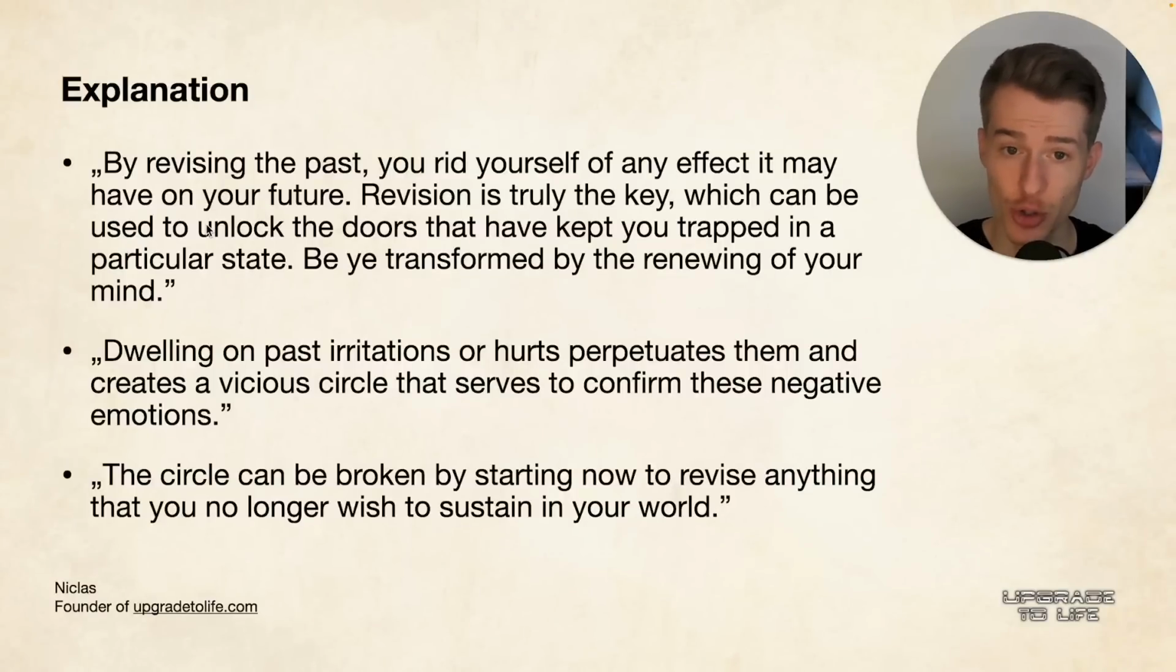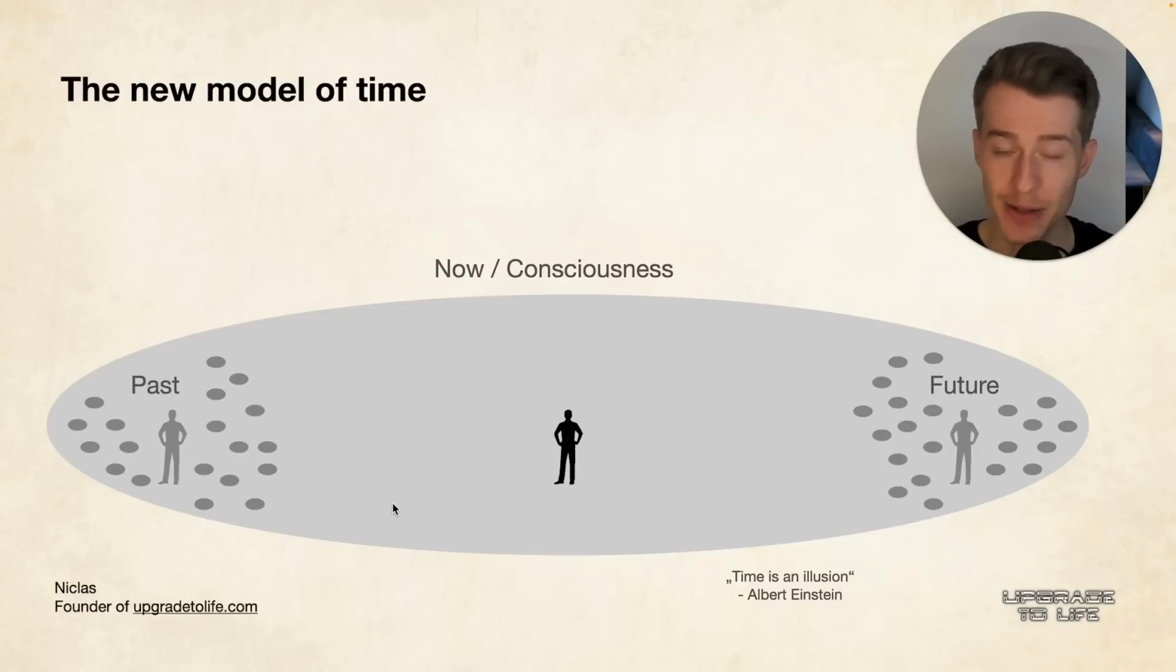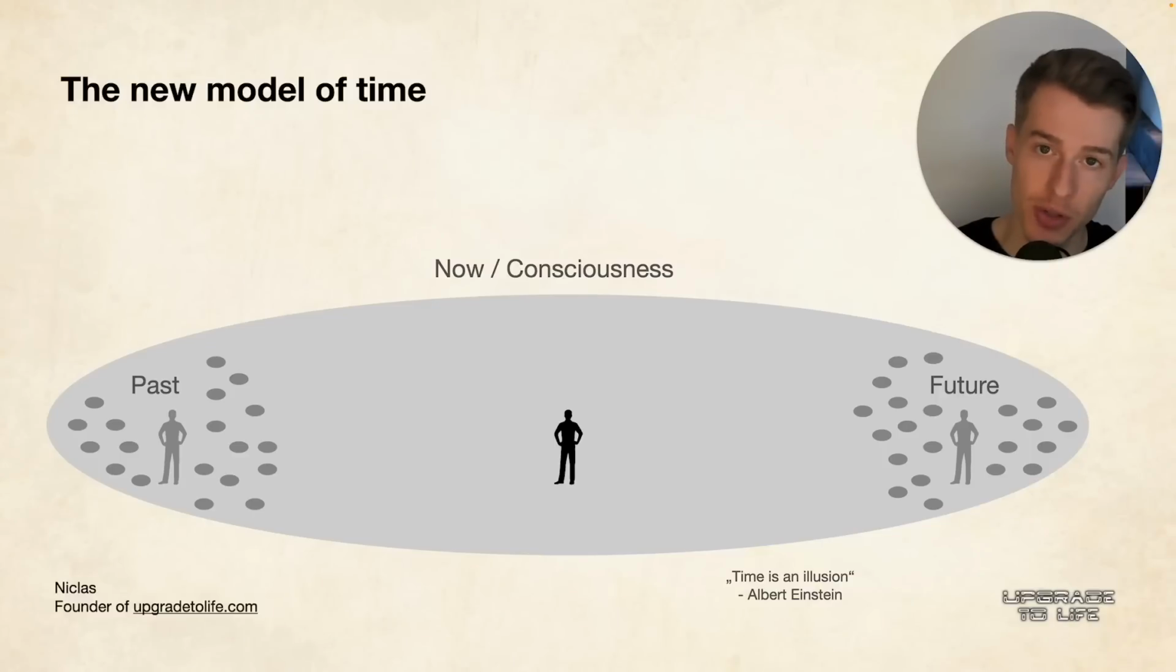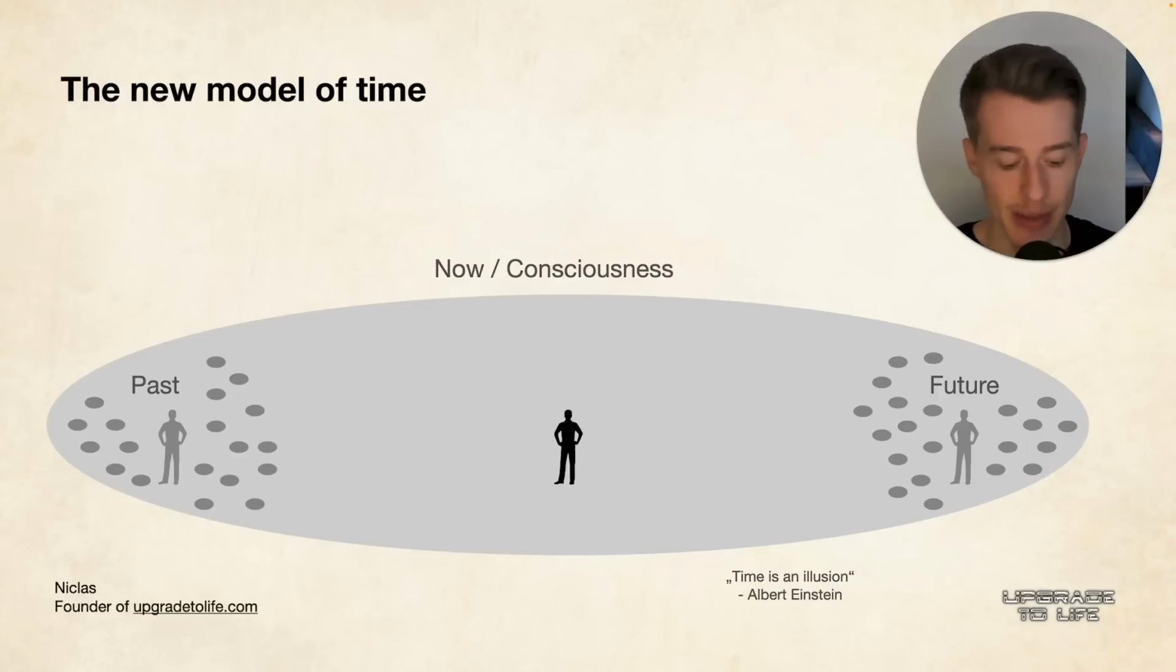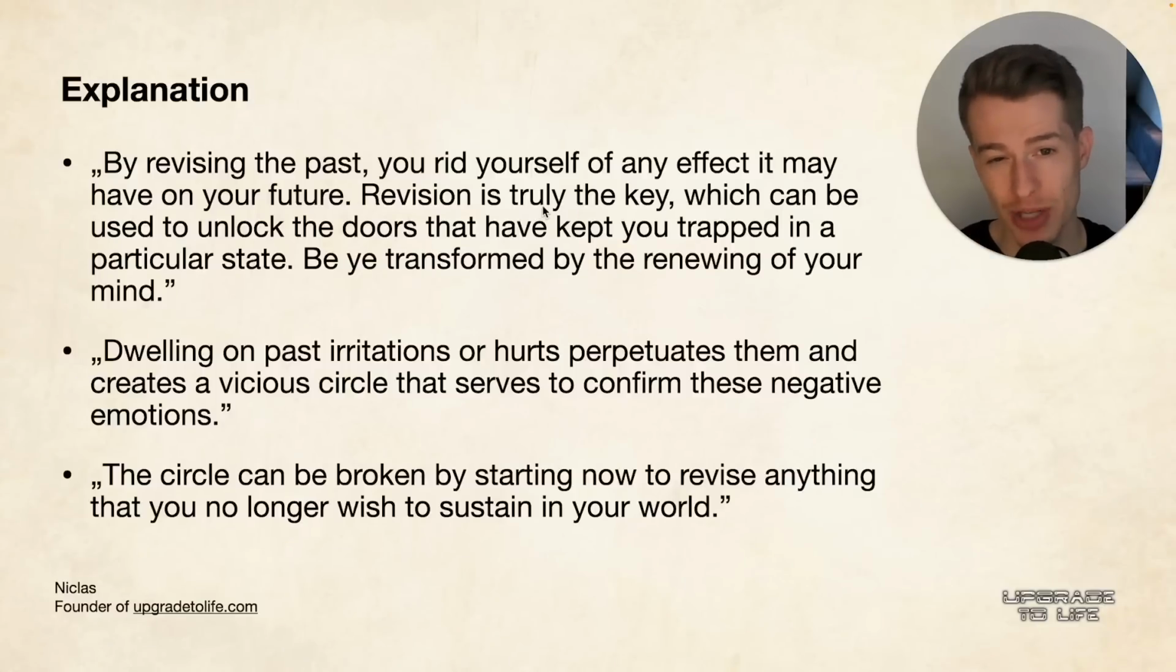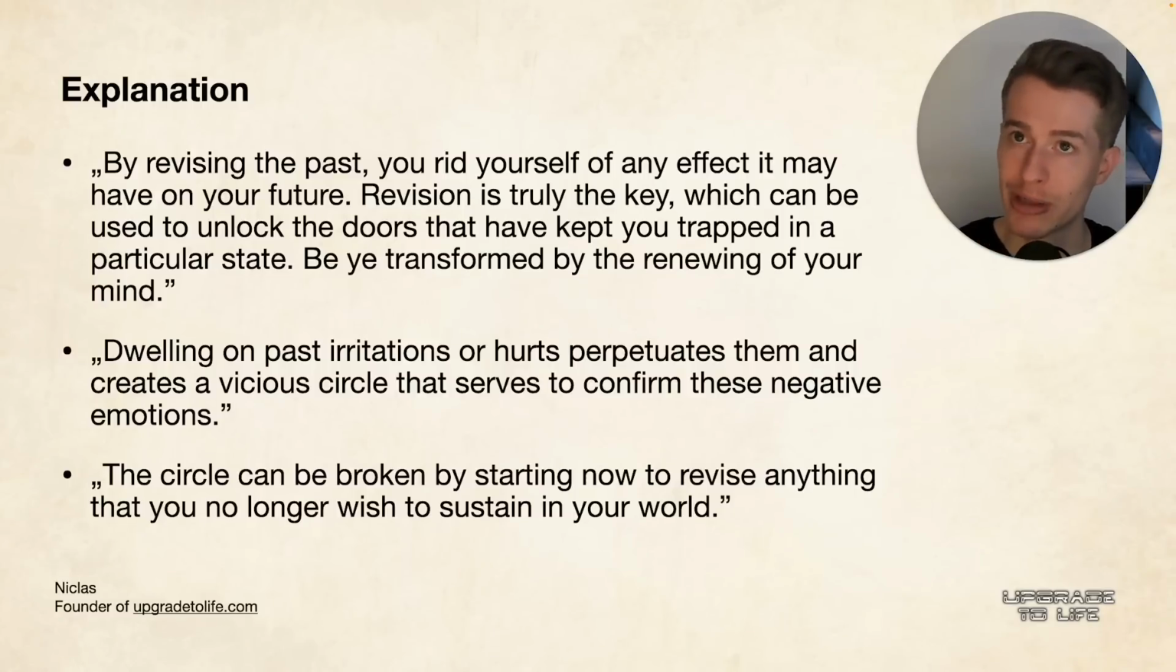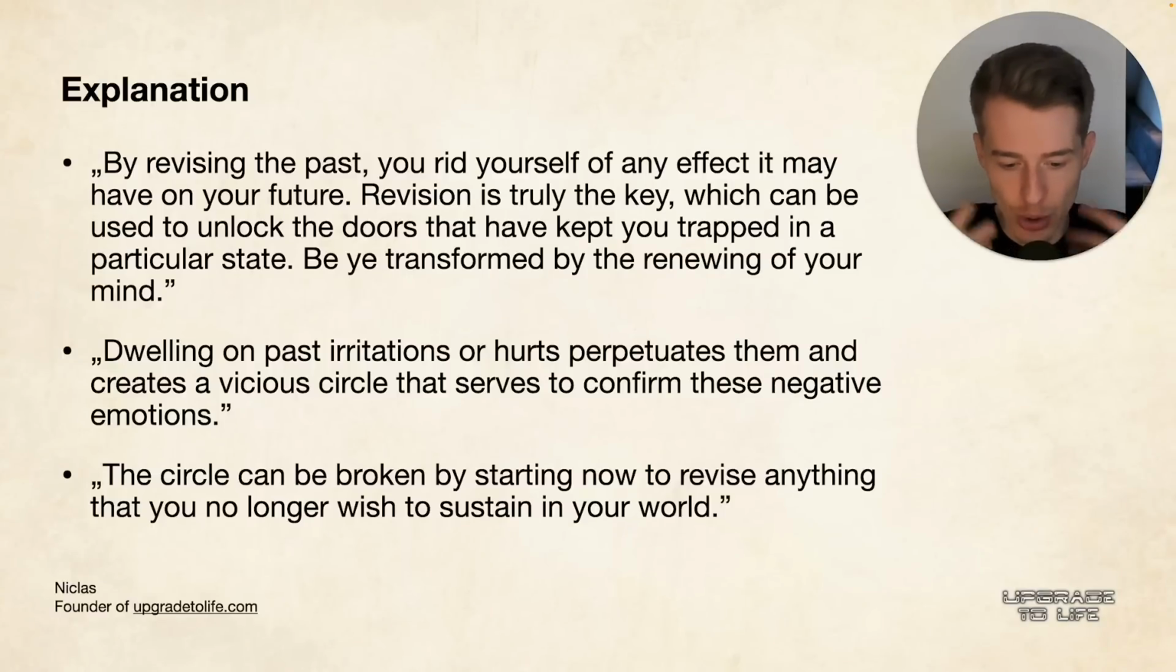So by revising the past, you rid yourself of any effect it might have on the future, right? Because if something happened, it still has an effect on you right now. If it was an undesirable event, that is. If things in your seemingly past were all fine, well, then it's good. But sometimes the effect keeps playing out. So by revision, we rid ourselves of the effect that the past might have had on us. And revision is truly the key, which can be used to unlock the doors that have kept you trapped in a particular state. And that is important, right? Because if a memory comes up, oh yeah, I've always been treated like this, you're again identified, you again pollute your inner world with that state, and it keeps playing out. Because the past, you're still identified with it. So that means you're still identified with certain states.